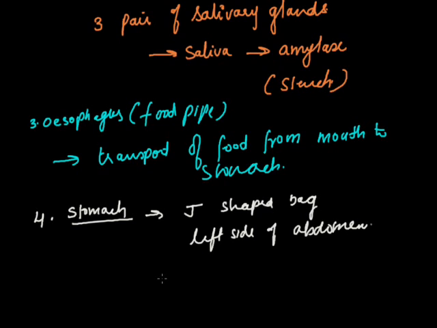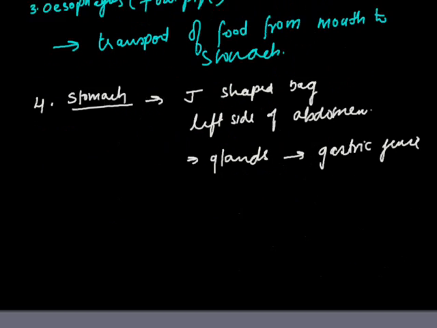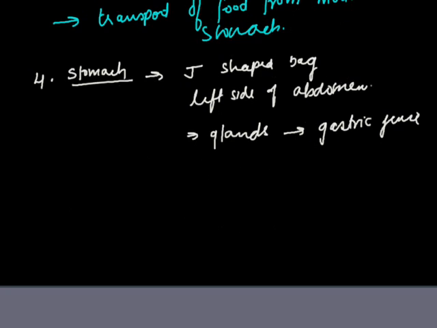It consists of several branched and tubular glands. It consists of glands present on the inner surface of the wall, and these glands secrete a juice that is called as a gastric juice. This will help a lot in digestion.